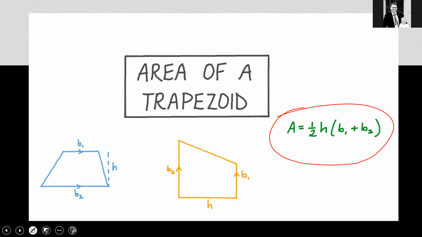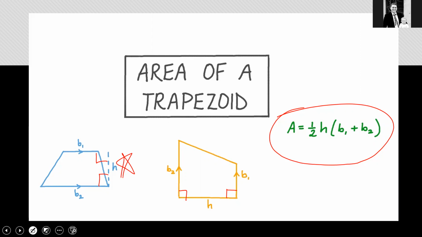Now, one thing I would like you to notice is that your height isn't necessarily up and down. It's whatever is perpendicular to your bases. Notice that in this case, that distance isn't necessarily one of your sides. It's just whatever that perpendicular distance is between your bases, that's your height. Height doesn't necessarily mean up and down when it comes to trapezoids. It's just that distance in between the bases.